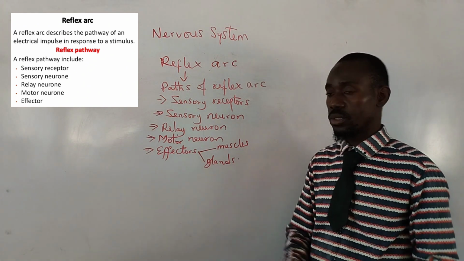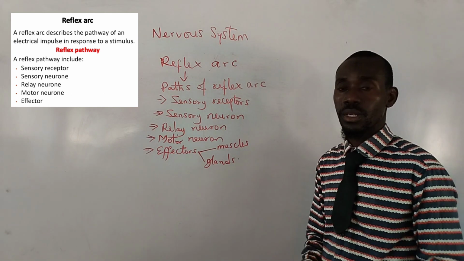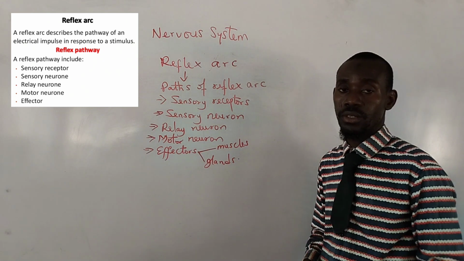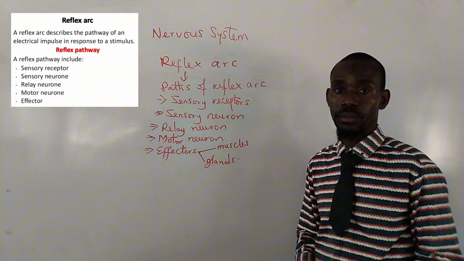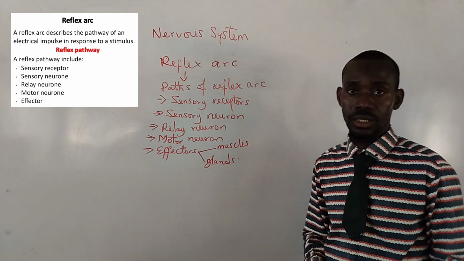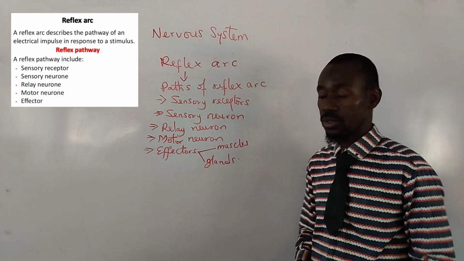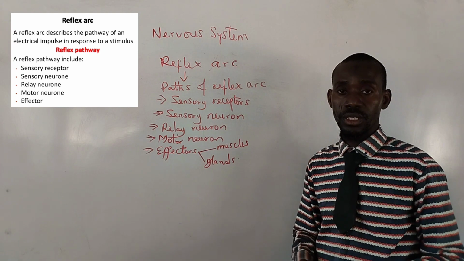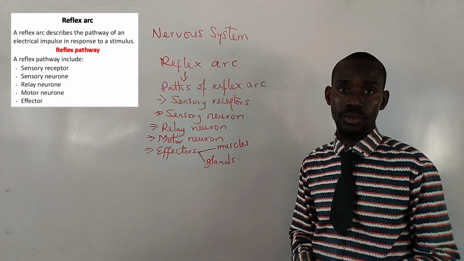While the effectors take action, they could be the muscles as well as the glands. The glands produce hormones in response to the stimulus, while the muscles can be contracted or relaxed. So the muscle can be made to contract or relax in response to the stimulus, while the glands can be made to secrete or be inhibited also in response to the stimulus.